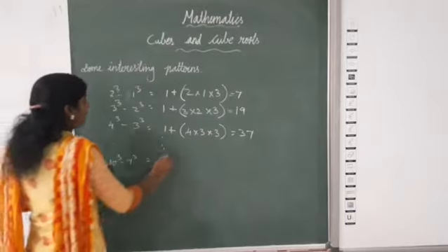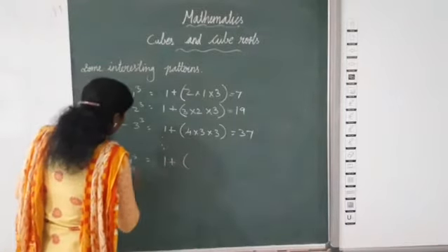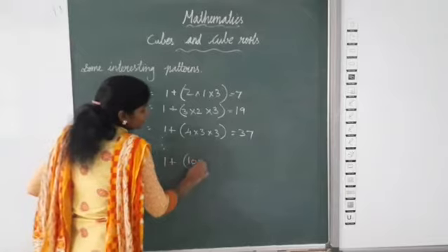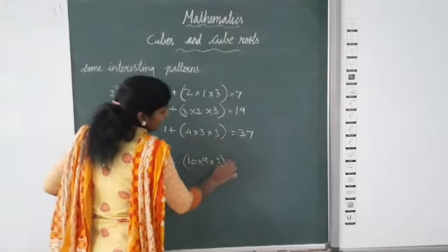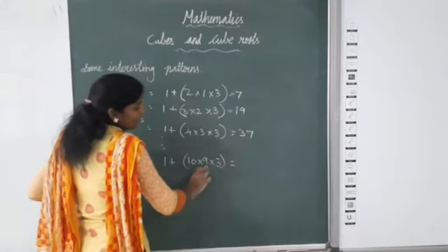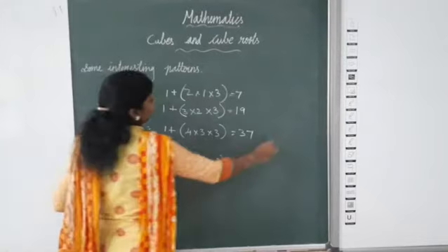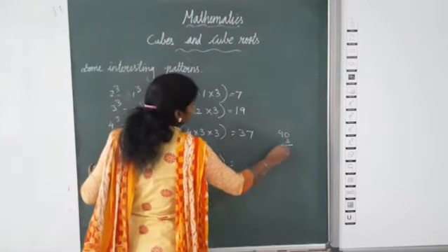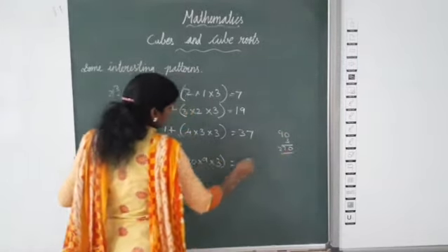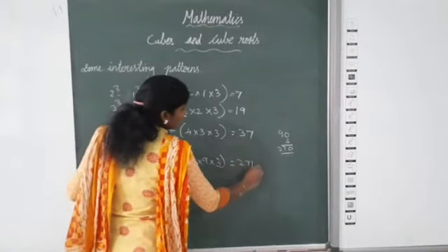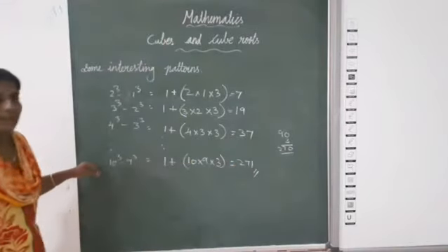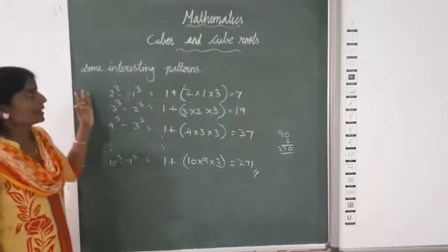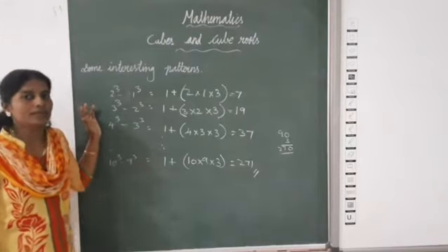Now here 1 plus 10 into 9 into 3. 10 into 9 is 90. 90 into 3 is 270. 270 plus 1 is 271. Clear? This is the interesting pattern. Okay.